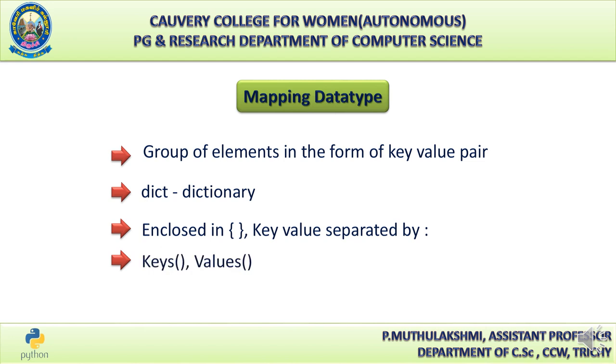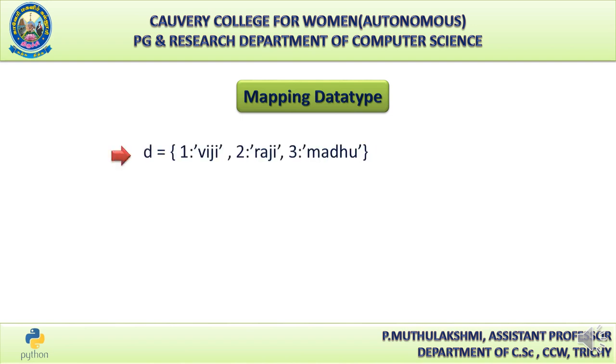We can use two more functions in dictionary data type, keys function and values function. If you want to retrieve only the keys from the dictionary, we can use the function keys. If you want to retrieve only the values from the dictionary, we can use the method values. This is the example for dict data type. D is equal to 1 colon Viji, 2 colon Raji, 3 colon Madhu. 1, 2, 3 represent the keys. Viji, Raji, Madhu represent the values.